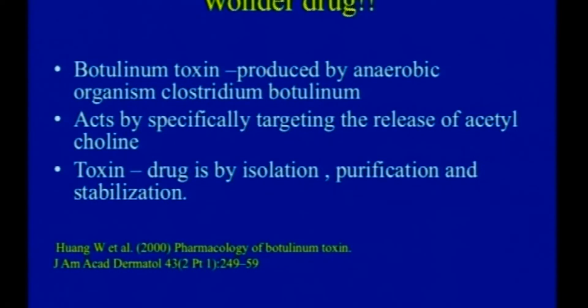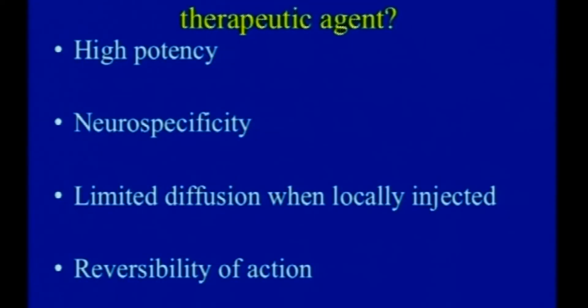The toxin to drug conversion is by several steps. It's by isolation, purification and stabilization. Now, why is botulinum toxin an efficient therapeutic agent? It is because it is highly potent, it has got high neurospecificity, it has got limited diffusion when it is injected locally, and it also has got reversibility of action over a period of time.